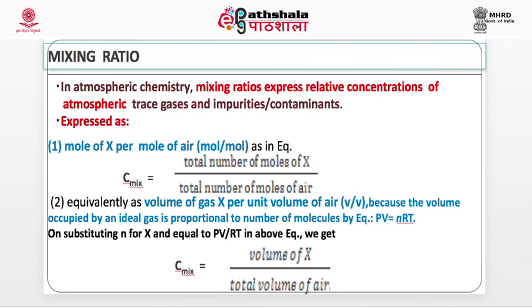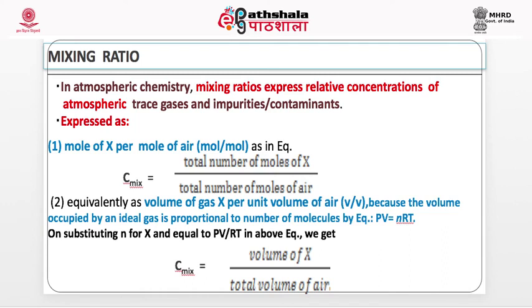Mixing ratio. The mixing ratio is equal to the number of moles per mole of air. The unit is mole per mole. So, mixing ratio is the total number of moles of X divided by total number of moles of air. The mixing ratio is a dimensionless quantity because this is number of moles and this is also number of moles, so the unit will cancel out. So it will be a dimensionless quantity having no unit.